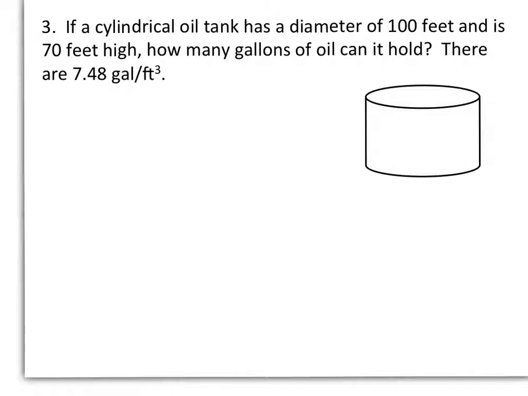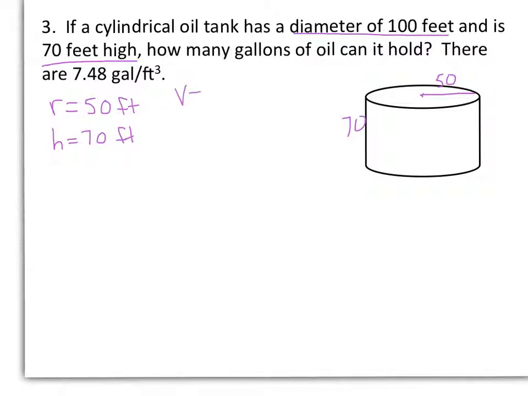In number 3, it says a cylindrical oil tank has a diameter of 100 feet and is 70 feet high. How many gallons of oil can it hold? There are 7.48 gallons per every cubic foot. Alright, so it said that our diameter is 100 feet, so then that means the radius is 50 feet. And we were also told that it's 70 feet high, so that's our height. And if we want, we could label our diagram. So our radius is 50 and our height is 70.